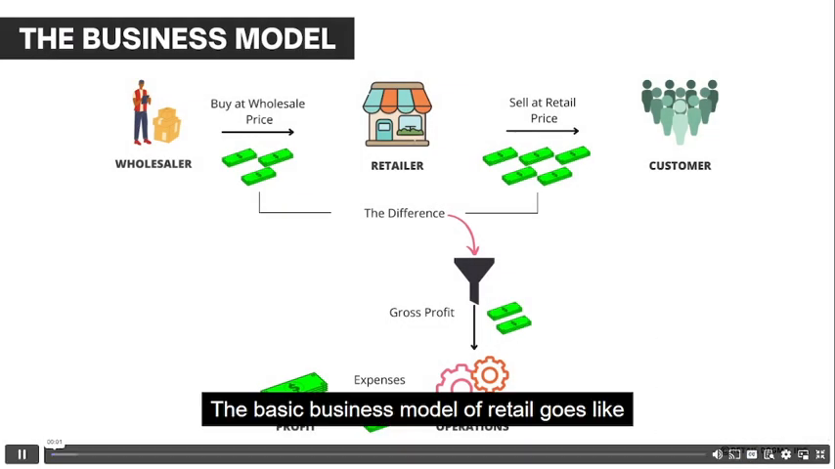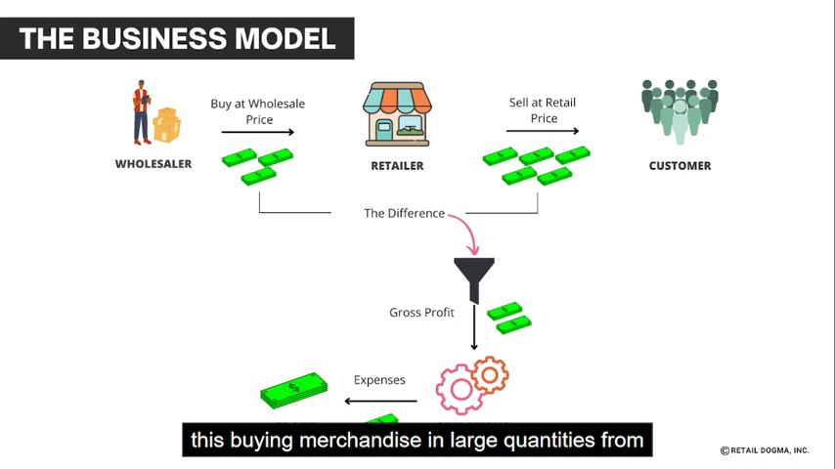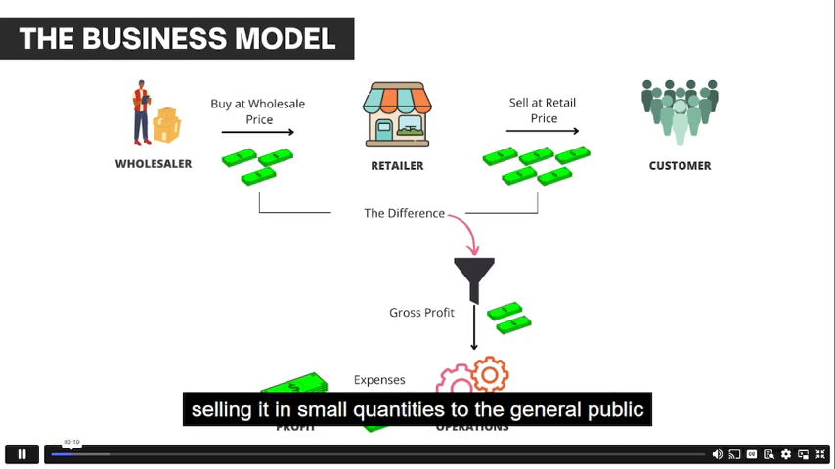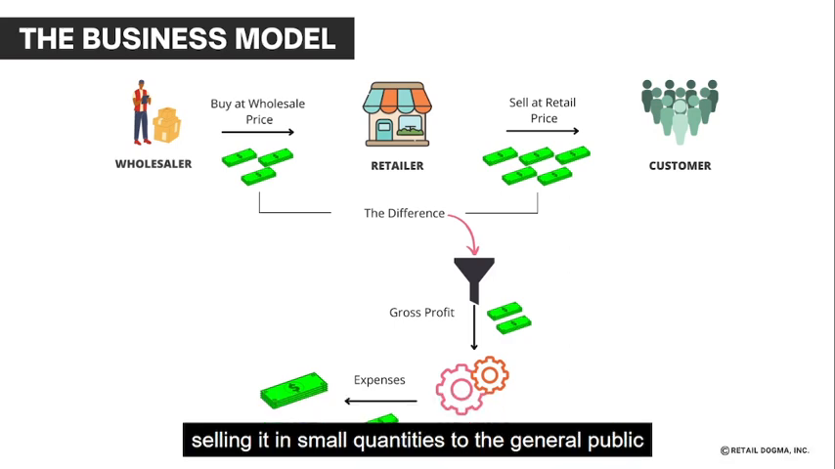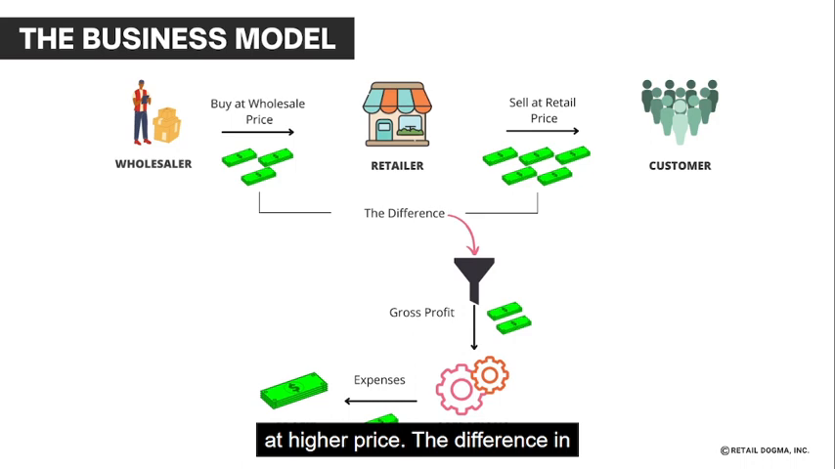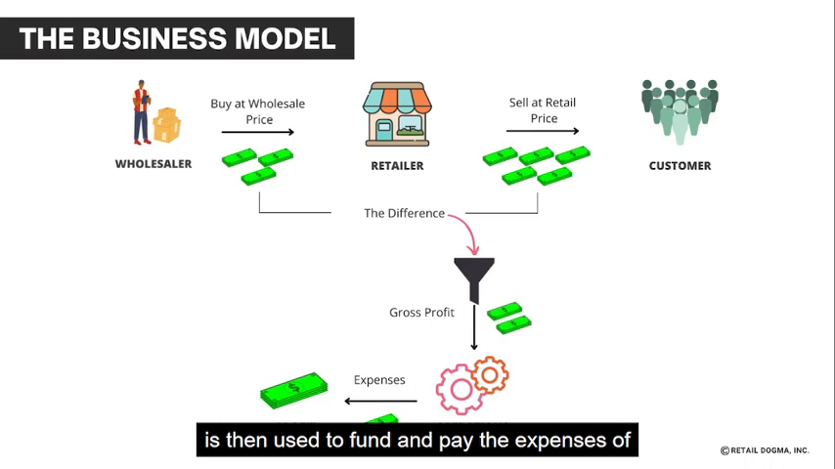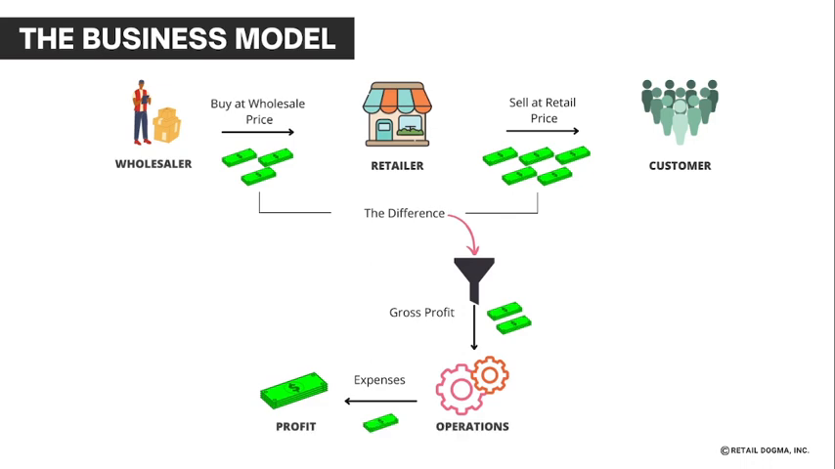The basic business model of retail goes like this: buying merchandise in large quantities from wholesalers or manufacturers at low price, and selling it in small quantities to the general public at higher price. The difference in price is called gross profit. This gross profit is then used to fund and pay the expenses of the operations and key activities of the business in order to provide such service to the public. And the remaining amount at the end is the net profit.